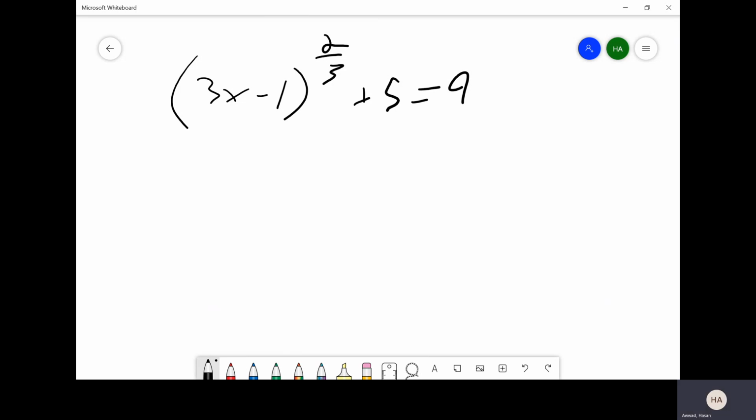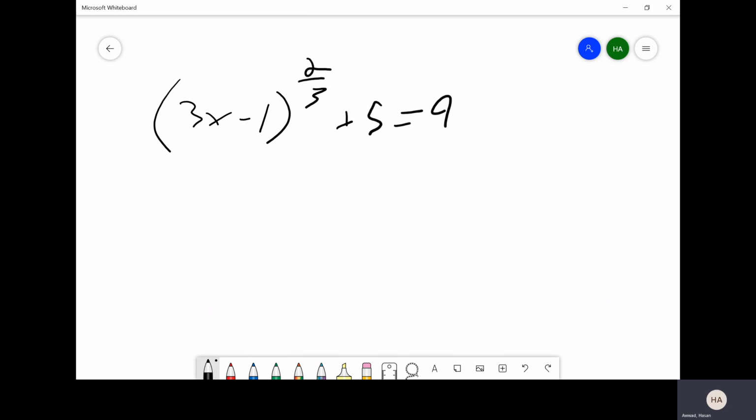Okay, let's work through this together. So remember, what we're doing is the same thing that we're doing when our radicals are present, right? We're trying to isolate this garbage looking term, that's this piece here to the 2/3 power. I want to put that all by its lonesome, right? So to do that, I have a plus 5 attached to it. I want to subtract 5 from both sides. So subtracting 5 from both sides, we get 3x minus 1 to the 2/3 power. And then subtracting 5 from 9, we just get 4 here, right?